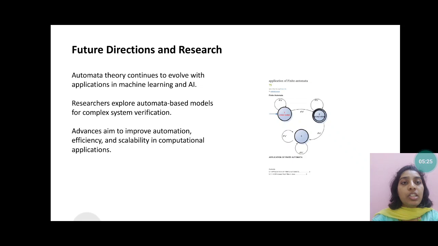Future directions and research: it continues to evolve with applications in machine learning and AI. Researchers explore automata based models for complex system verification. It helps to improve the efficiency and scalability in computational applications.